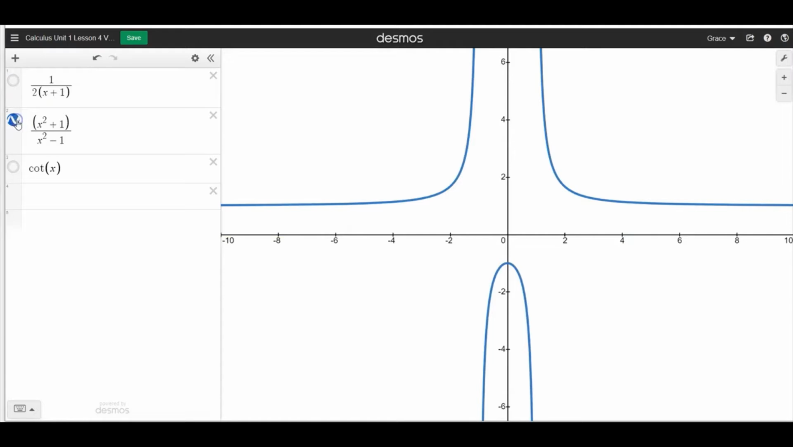If we're looking at the graph of the other, well, this is a difference of squares in our denominator. The numerator is a sum of squares, which is not factorable. So if we have the difference of squares, that means that our denominator is equal to x plus 1 times x minus 1. That means that we have vertical asymptotes at negative 1 and positive 1.